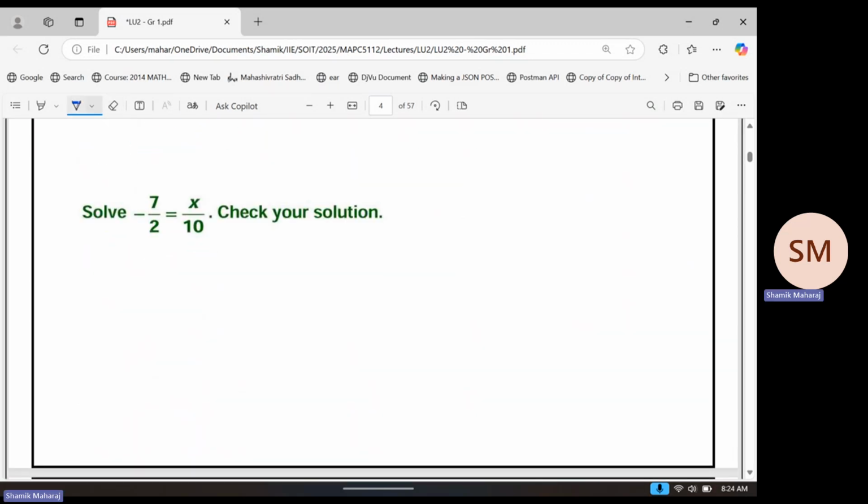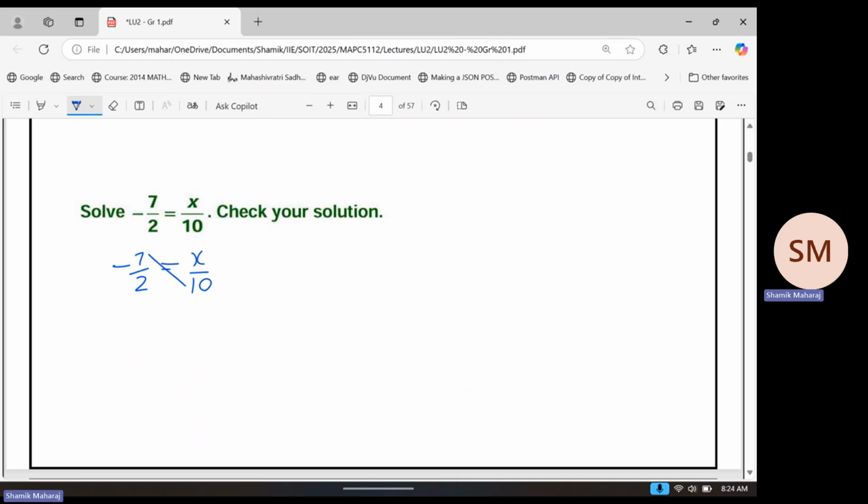So most people, when they see these things, they just cross multiply. That's usually the easiest thing to do here. You could do a few other things, but anyway, cross multiplication. I'm going to give you guys 2 methods here. Cross multiplication is the easiest one. Let me just rewrite the question here: negative 7 over 2 equals x over 10. Cross multiply means we multiply the 10 by 7 and then the 2 by x.